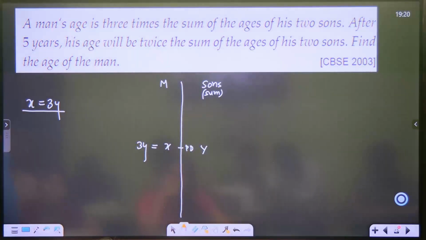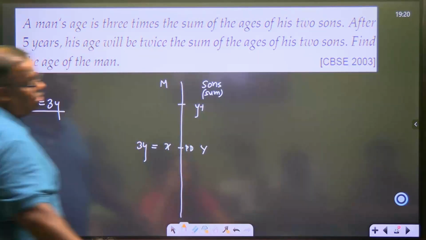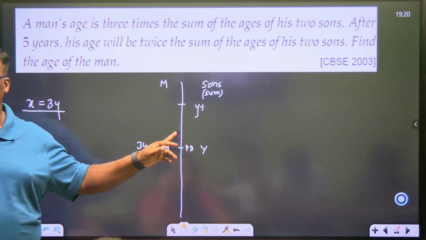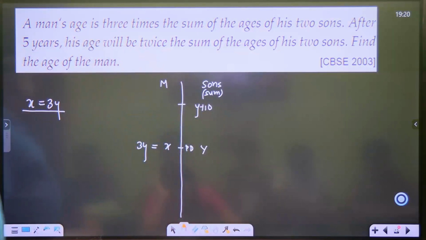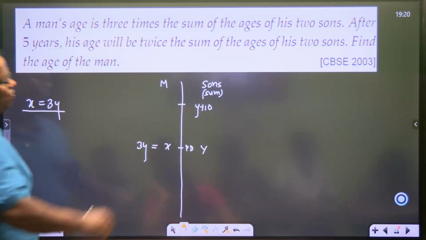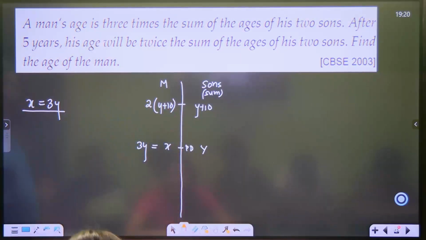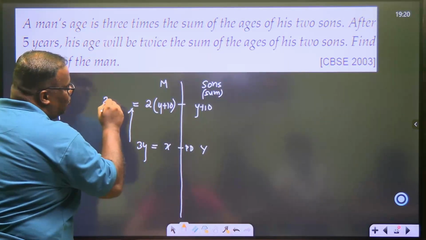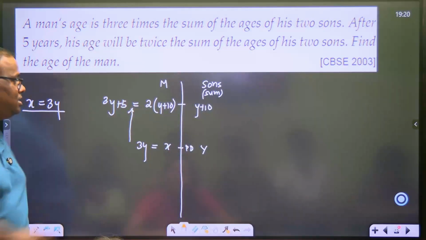5 years from now, their sum becomes, now here you have to be very careful. Don't add 5. Each son is 5, so you have to add 10 here. This is the catch. Then the man is twice the age of his 2 sons, means he is 2 times y plus 10. Do you agree or not? Also, he should also be 3y plus 5. He is the same person, right? He should also be 3y plus 5. This is your second equation.